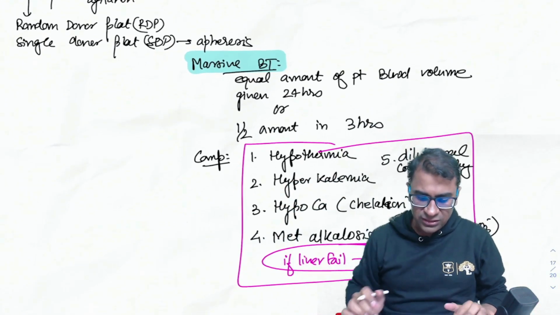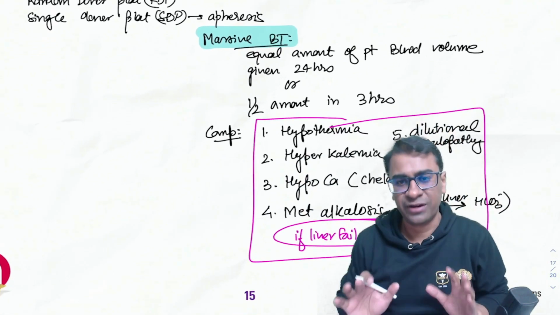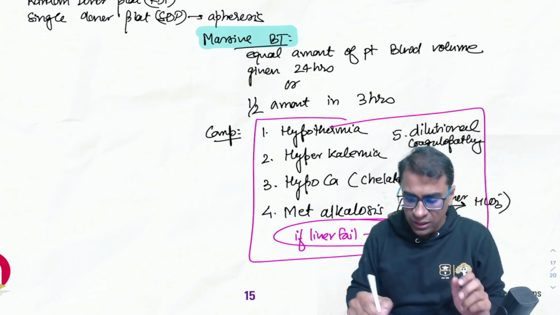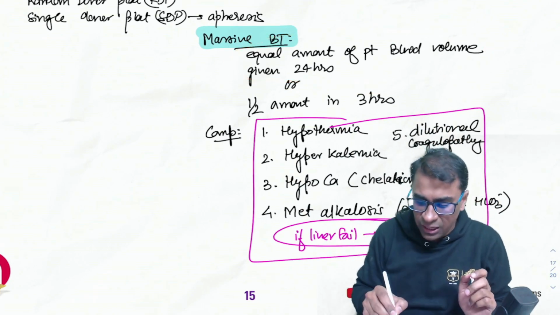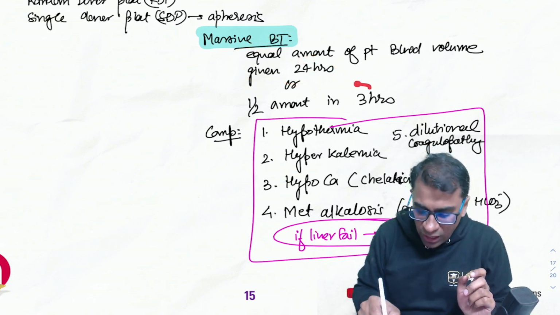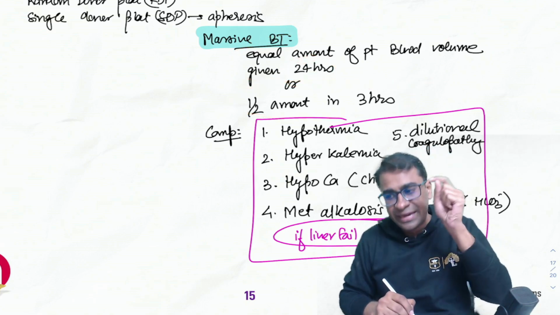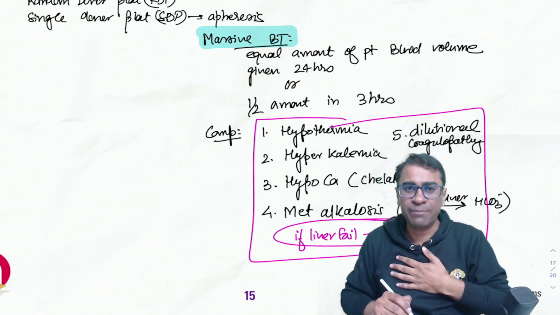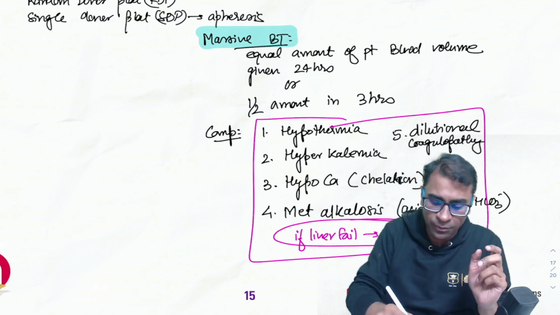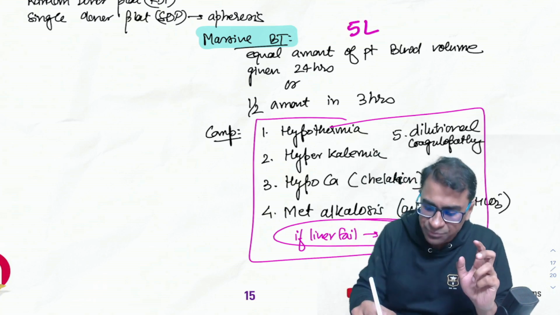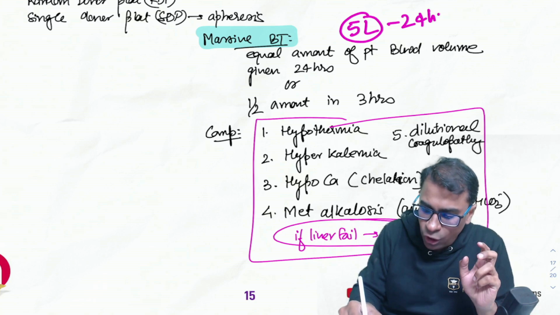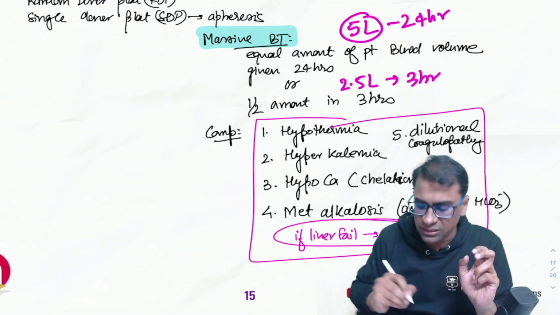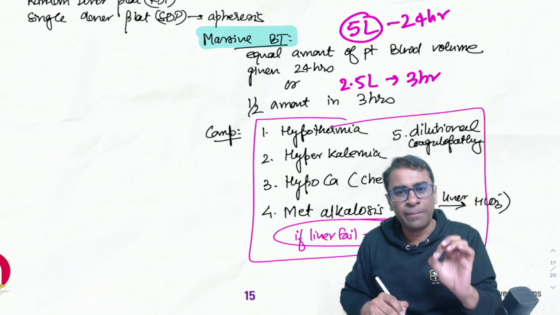Next is a very important question about massive blood transfusion. By definition, it is an amount of blood equal to the blood volume given in 24 hours, or half the amount in 3 hours. Suppose my body blood volume is 5 liters. If I am given 5 liters in 24 hours, or 2.5 liters in 3 hours, it is actually a massive blood transfusion.